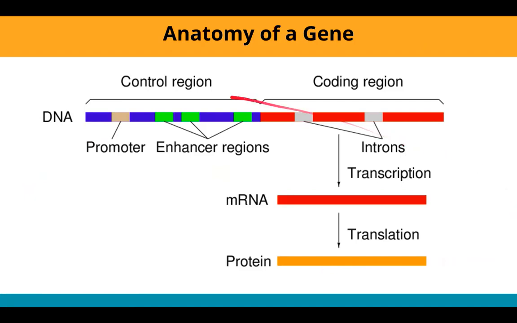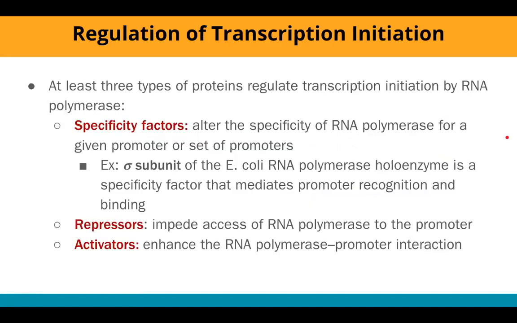Now, for a DNA, we have a control region and a coding region. Let's have first the coding region. The coding region contains introns and exons. Now these exons are the ones that are usually transcribed to form protein, and we have the control region. This control region contains several regions. We have promoter and enhancer regions. So later on, we'll be discussing specific examples of promoters and enhancer regions of genes.